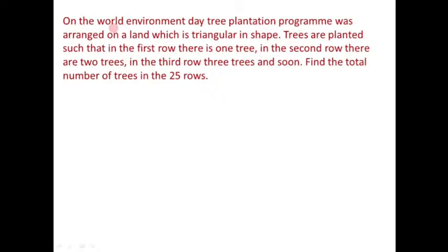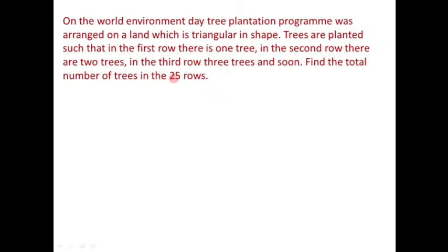Let us solve another word problem based on the concept of arithmetic progression. Question is, on World Environment Day, a tree plantation program was arranged on a land which is triangular in shape. Trees are planted such that in the first row there is one tree, in the second row there are two trees, in the third row there are three trees, and so on. Find the total number of trees in 25 rows. So we have to find the total number of trees planted on that ground.